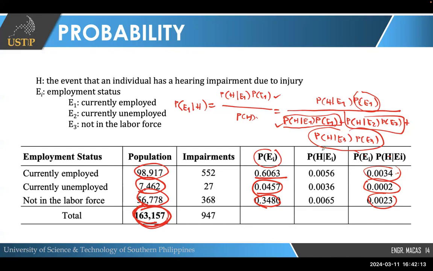What then is the probability of H given E? Just look at this: the person has an impairment, given E sub i, or given that, in the first case, the person is employed. What is the probability?